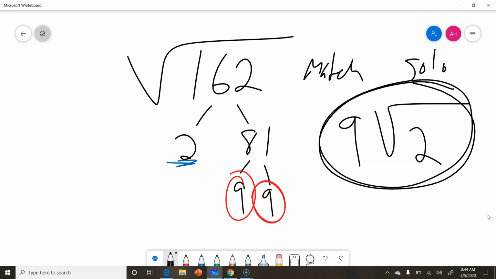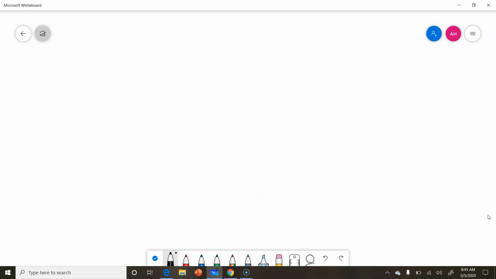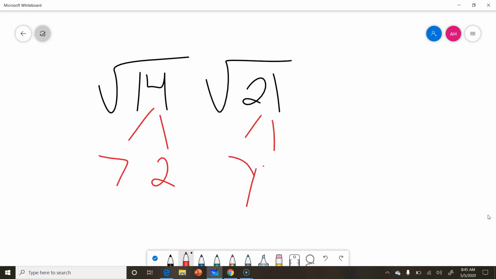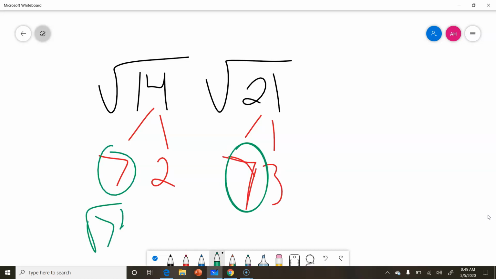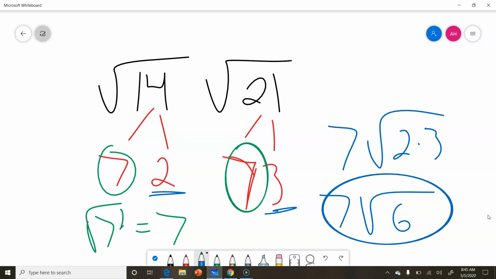Another thing that we can do here, and this is weird, is if they give us something like this. Let's say they gave us the square root of 14 times the square root of 21, right? This is, back to our first example, 7 and 2, 7 and 3, right? Again, matching pair, 7, so that's 7 squared, square root equals 7. And what am I left with? A 2 and a 3. So I have 7 times the square root of 2 times 3, which is 7 times the square root of 6. And that would be my final answer.